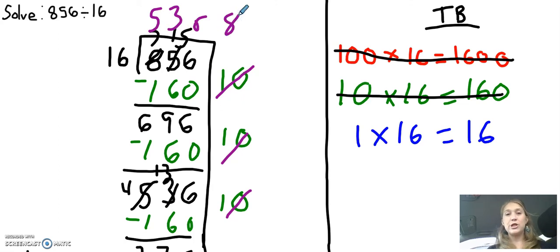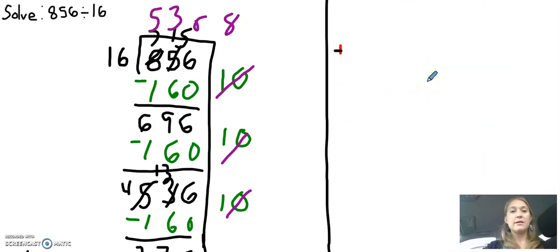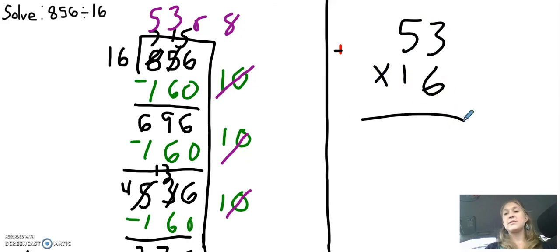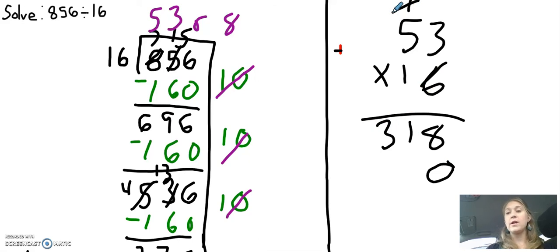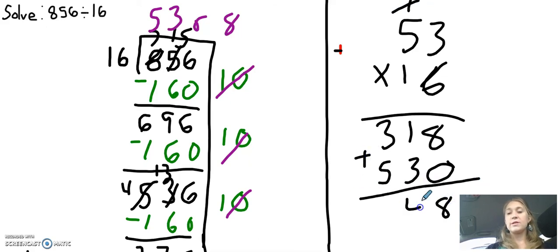And of course, we do need to check that with multiplication to make sure that we got the right answer. So I'm going to get rid of that think box right here. Get back out my pen. We're going to do 53 times 16. 6 times 3 is 18, carry 1. 6 times 5 is 30, plus 1 is 31. 0 and cross out, 0 and cross out, keep going. 1 times 3 is 3, 1 times 5 is 5. Add them up. 8 plus 0 is 8, 3 plus 1 is 4, 5, 6, 7, 8.